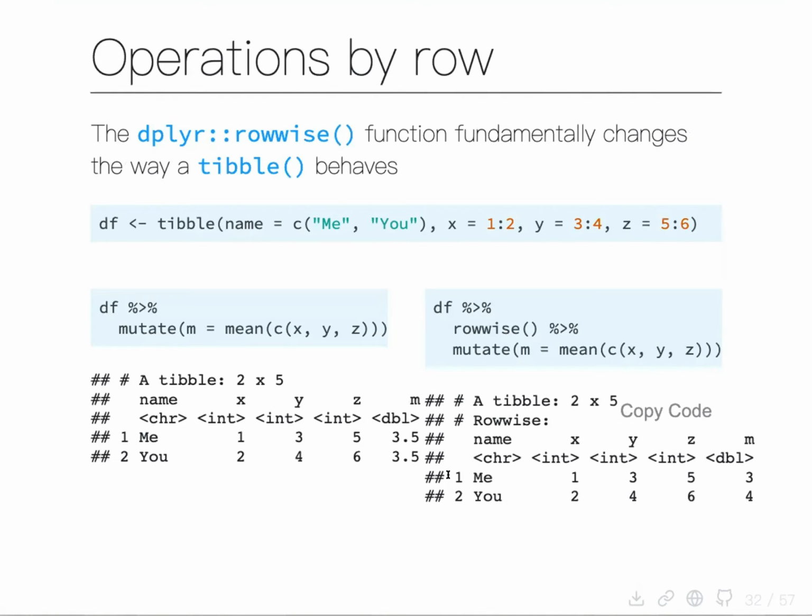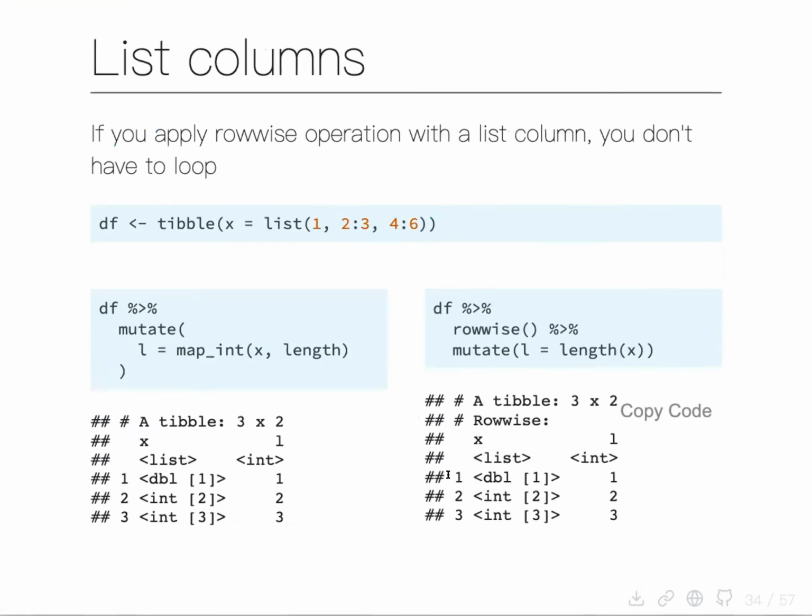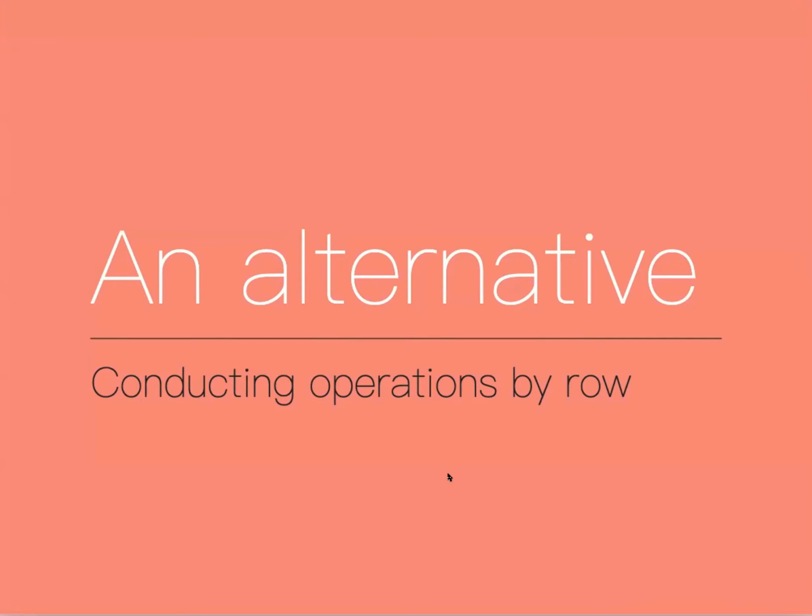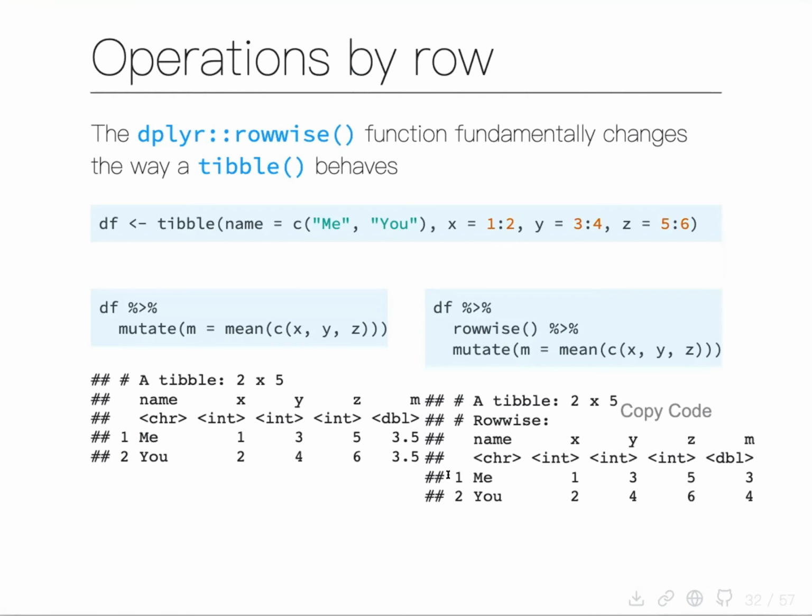This is the row-wise stuff. Let's see how much. All right, I'll just talk about this for a second, and then we'll come back to this. We'll start here next time.